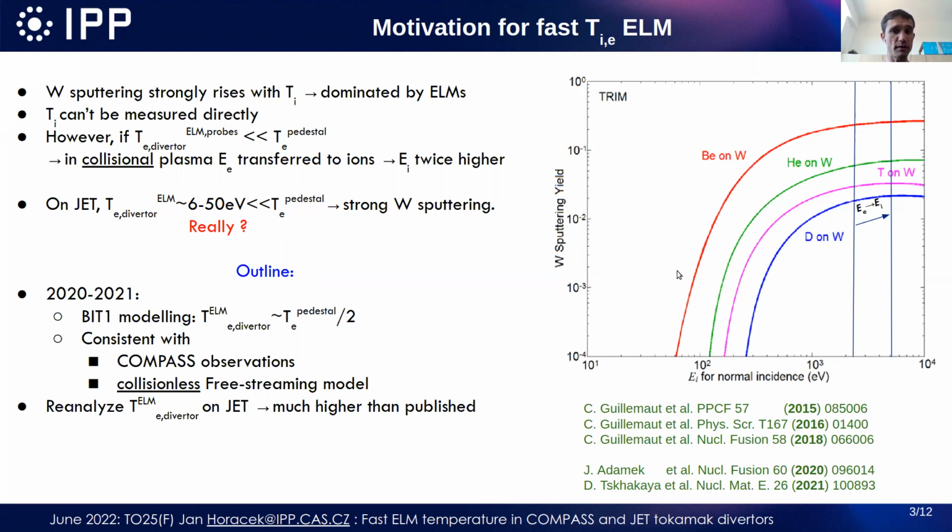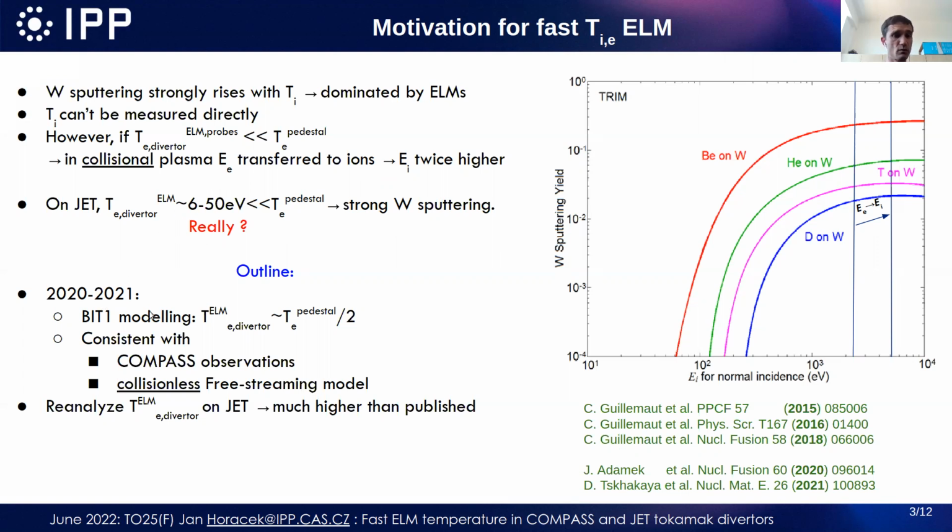which was interpreted as electrons transferring their energy into ions by the parallel electric field, according to the collisional free streaming model. That's why it implicates very high ion energy, which can sputter the tungsten. And so the outline of my talk is that we questioned this measurement.